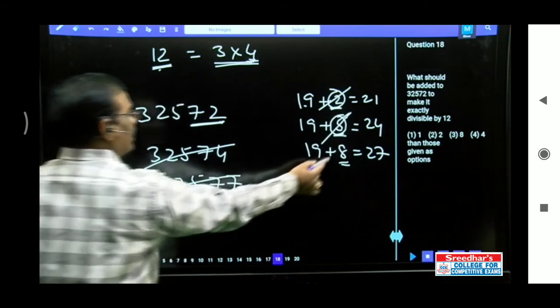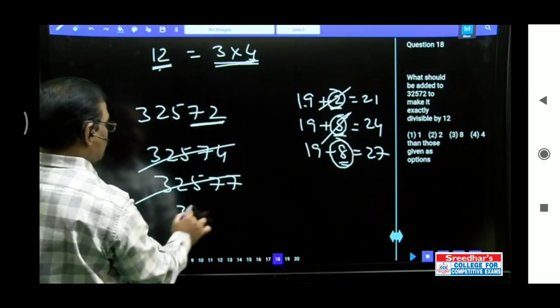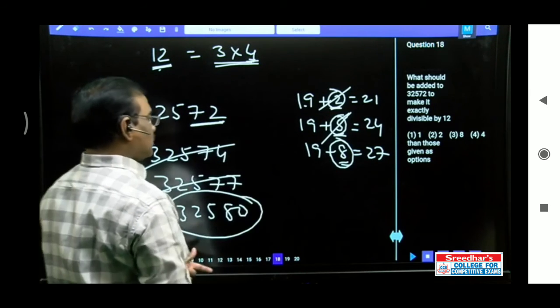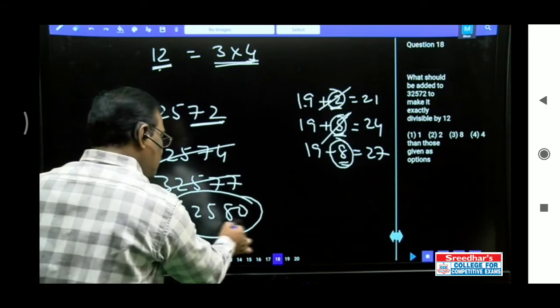దీంట్లో 5 డివైడ్ అవ్వాలి. అంటే ఇప్పుడు ఏం కలపాలి మనం, 8 కలపాలి. 8 కలిపితే 3 2 5 72 కి 8 కలిపితే 80 అవుతుంది. Then this number is exactly divisible by both 3 and 4. ఎందుకంటే లాస్ట్ 2 డిజిట్స్ 80 కాబట్టి 4 డివిజిబుల్ అవుతుంది.